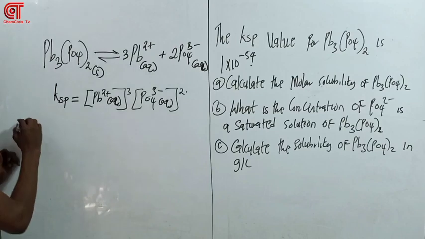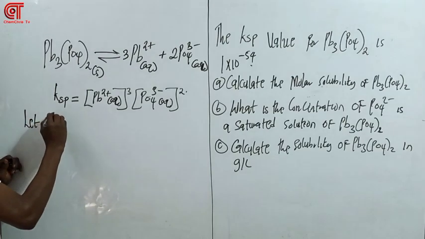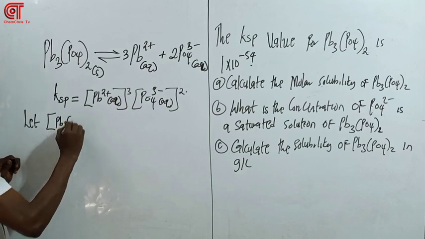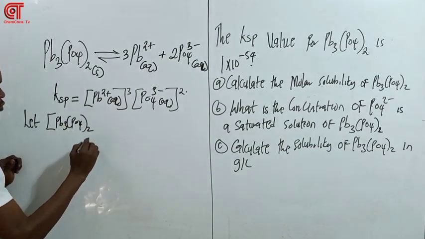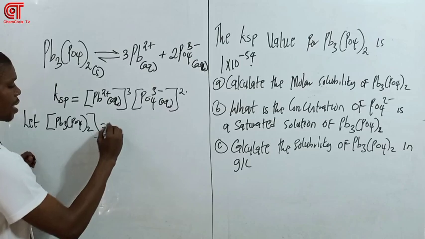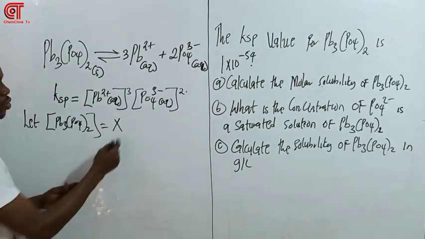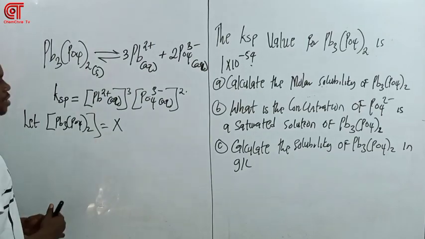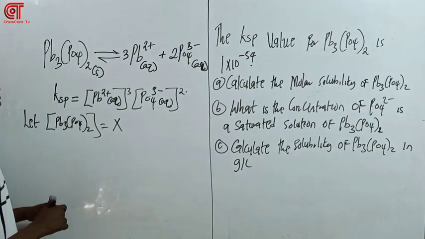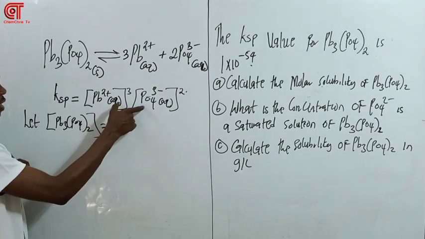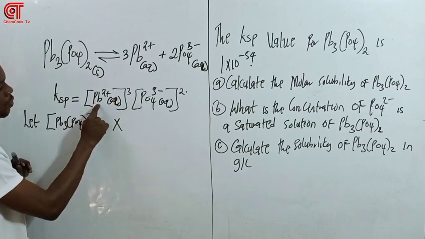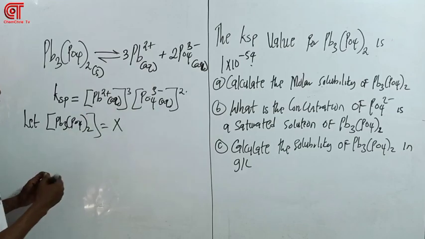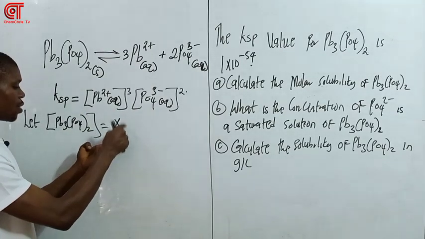So you now say, let the concentration of Pb3(PO4)2 equal x. That is what you are looking for, so let it be x. Remember, I cannot input this into the expression. I can only put the concentration of Pb2+ and PO4 3-. So how do I get their concentration? I get that concentration from this one here.